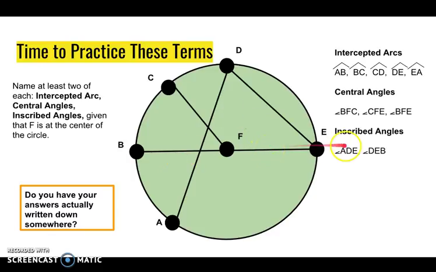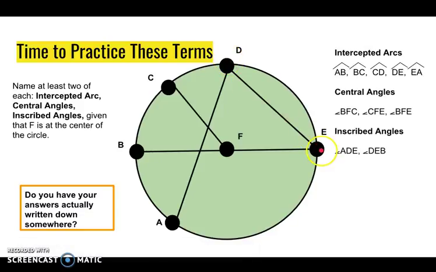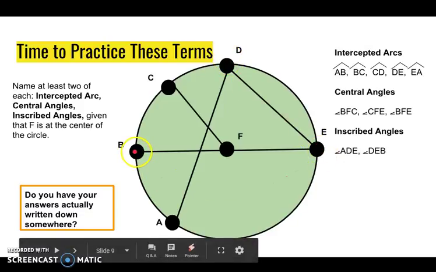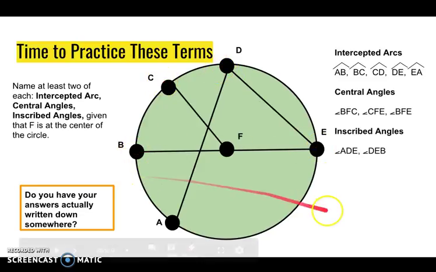All right, and now let's name inscribed angles. So for an inscribed angle, remember you're going to have all points connected to dots here on the outside. So I have ADE as an option. And I also have DEB. You could do BED. Either way, it's kind of a fun one because it either spells Deb or it spells bed. So that one's kind of fun.